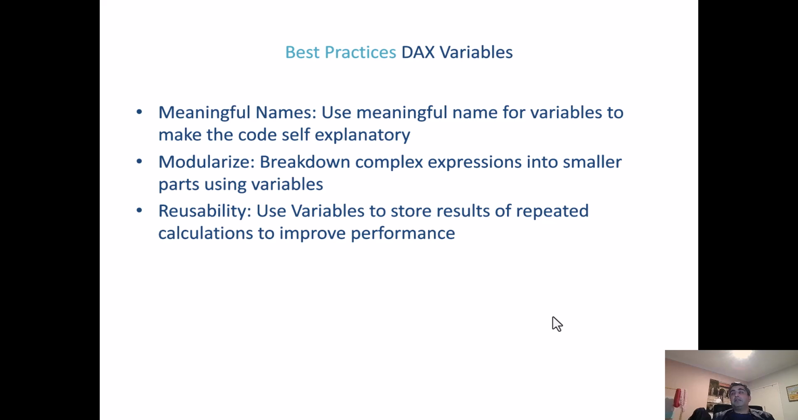Some of the best practices I wanted to talk through. You obviously want to give meaningful names to your variables, so it just makes sense. You don't want to have additional lines of comments which you have to again maintain with the code. It just becomes really clunky and harder to maintain. It helps you modularize, so break down complex expressions into smaller parts using variables, and obviously reusability is a big part, so you can reuse the same variables in multiple places.